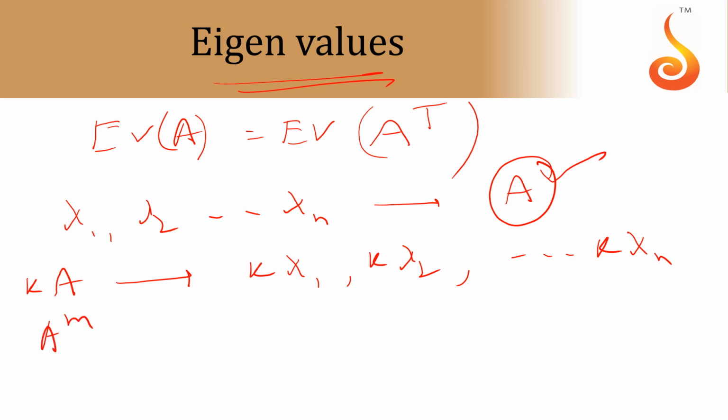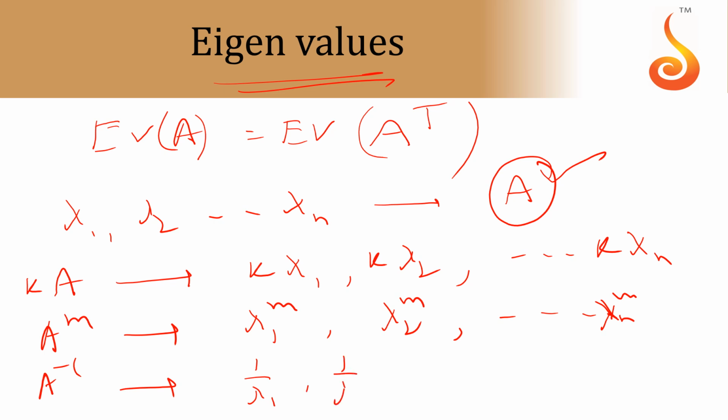Suppose for A power m I want eigenvalues, it will be lambda 1 power m, lambda 2 power m, and so on up to lambda n power m. Suppose for A inverse I want eigenvalues, then it will be 1 by lambda 1, 1 by lambda 2, and so on up to 1 by lambda n. So these are some main properties of eigenvalues.